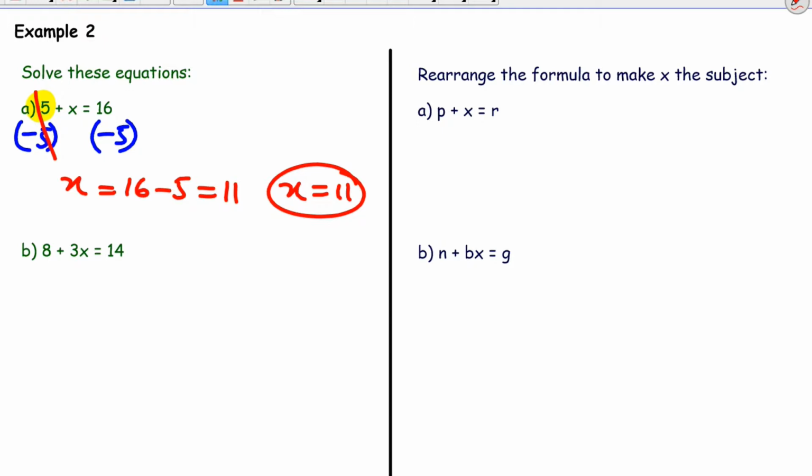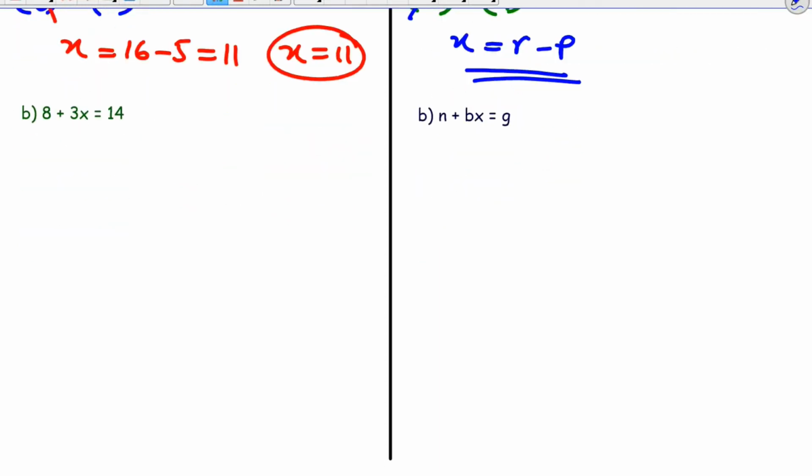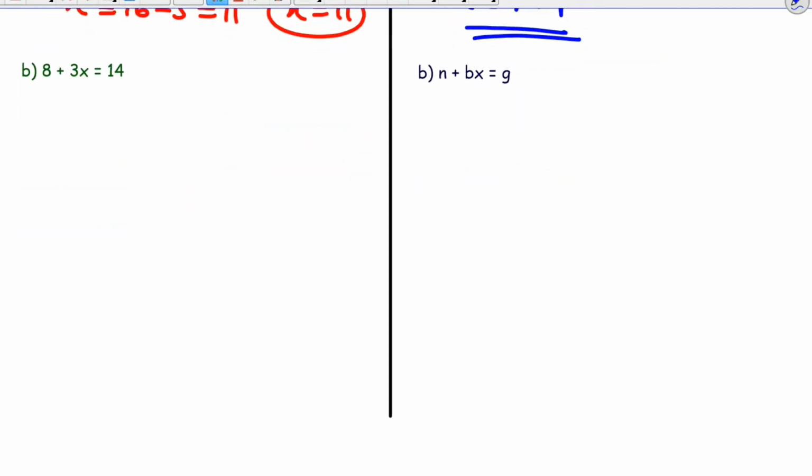And we can apply the same process to the right, which means you can start by subtracting p on each side because p is added to x. Now we know that p minus p will be 0. So basically, x will be r minus p. Okay, so x will be equal to r minus p. And we can apply the same process to the second question, B. So subtract 8.